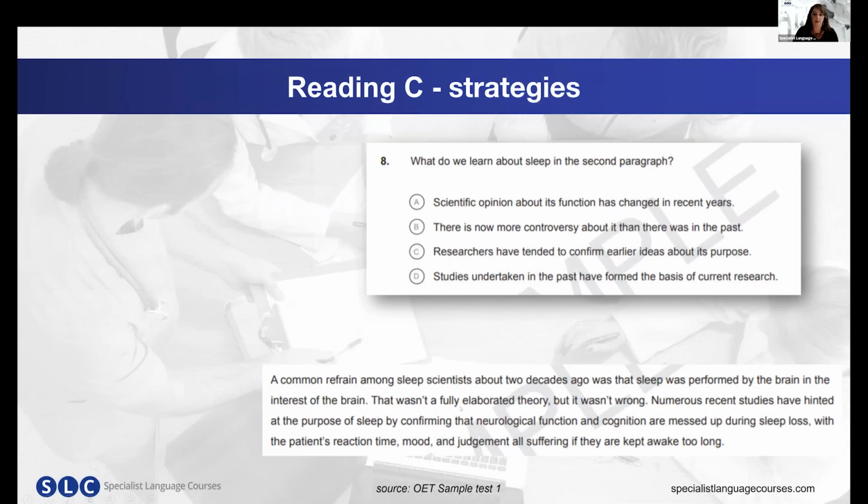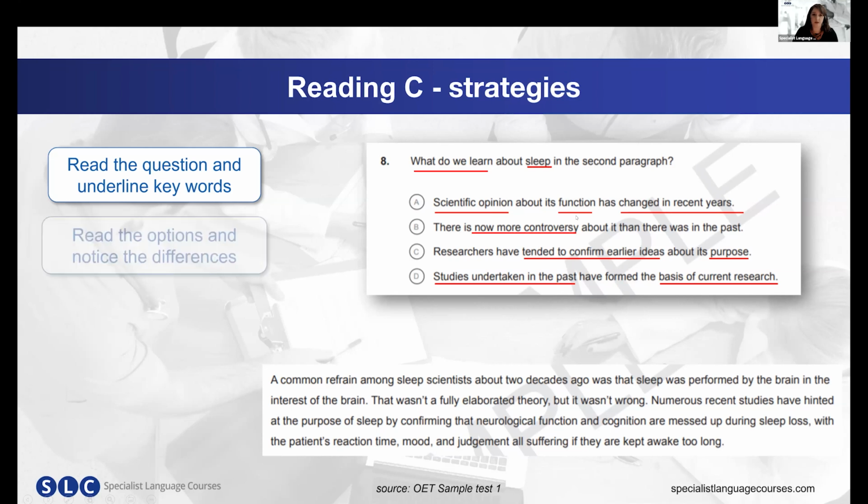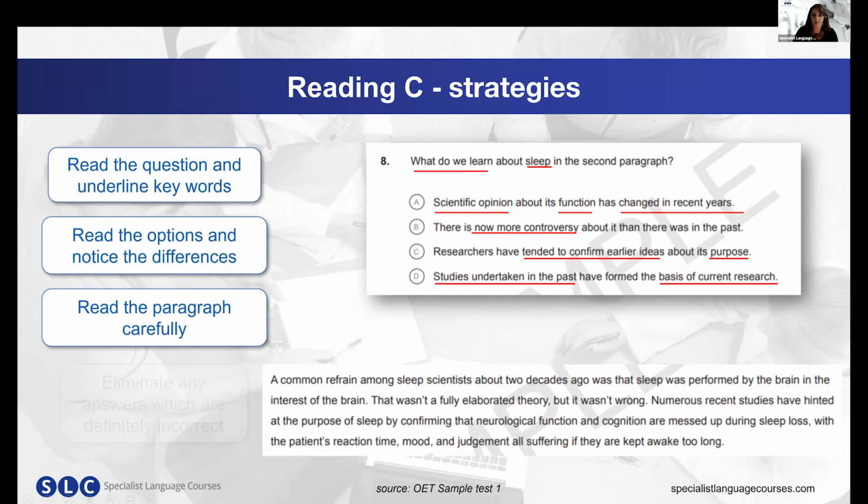So when you look at a question, first of all, you should read the question and underline any keywords. The keywords are those words that will help you to find the answer. You should also underline keywords in the options and notice the differences between these different options. Then read the paragraph carefully. Eliminate any answers that you find that are definitely incorrect.